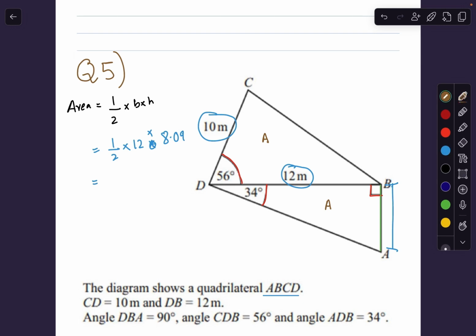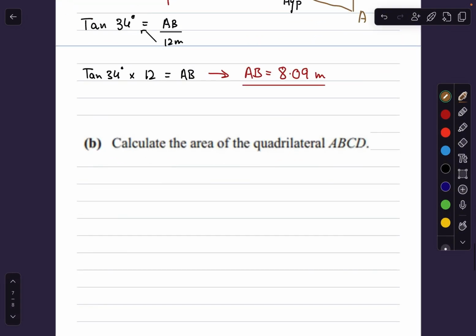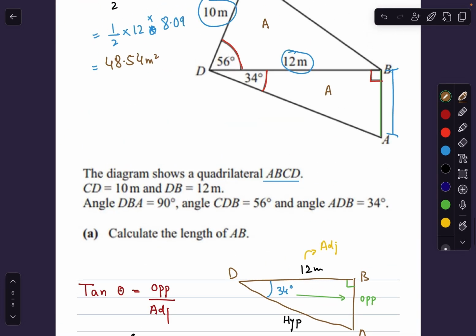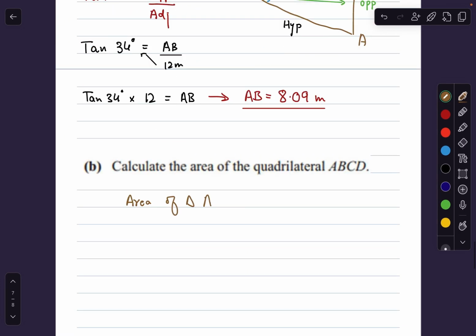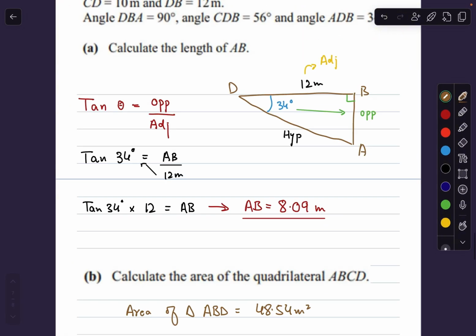Now when we multiply this all, what we'll get here is 48.54 meters squared. Now we can write here the area of triangle ABD equals 48.54 meters squared. We have already calculated this above.